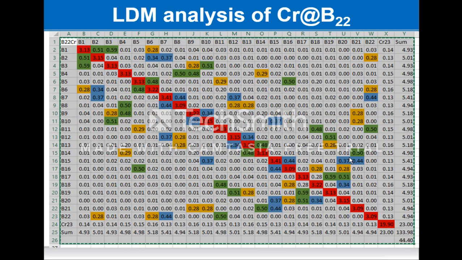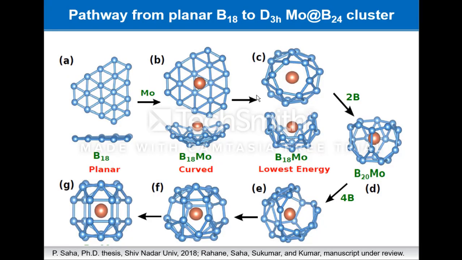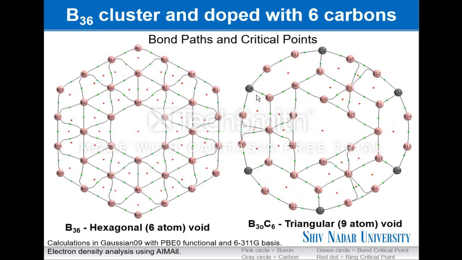Here we see the localization-delocalization matrix of endohedral chromium in B22. Looking at the color-coded matrix, it is apparent that LDM analysis reveals different types of bonds with different degrees of delocalization. This slide shows how successively larger clusters may be built up from planar B18 to endohedral molybdenum at B24 cluster. We have also studied doping of larger boron clusters.